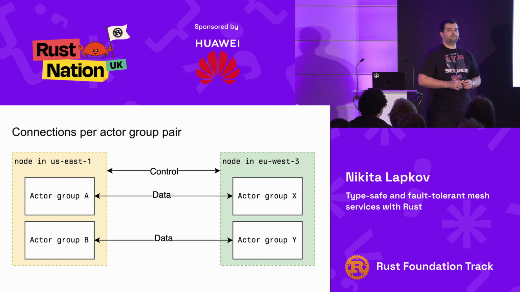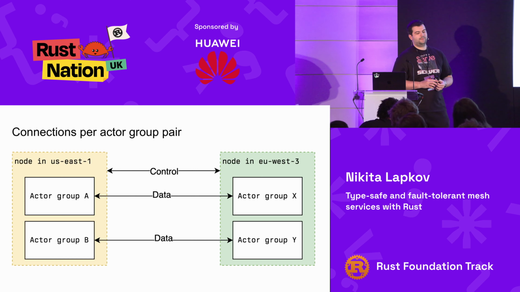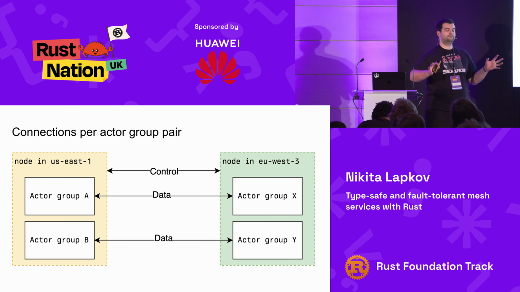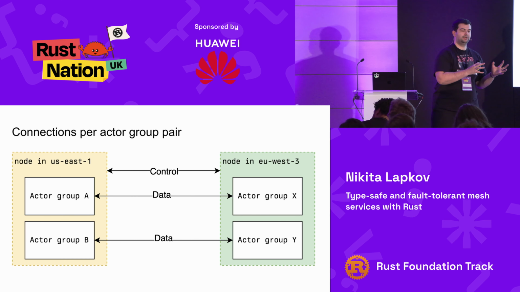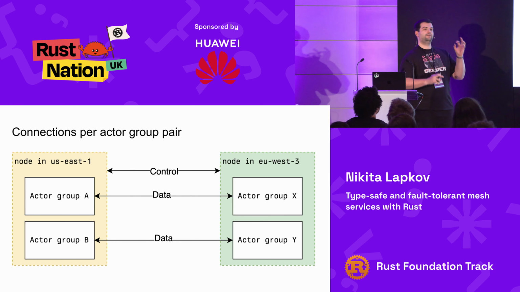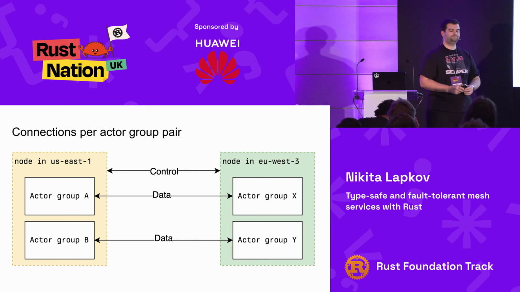In practice, however, we don't just keep one data connection per pair of nodes. So you have one control connection between two nodes, but you have multiple data lanes associated with them. This is because each pair of actor groups has a separate data connection. This is again to avoid very noisy actors congesting the data connection, and to separate them not only logically but physically as well.